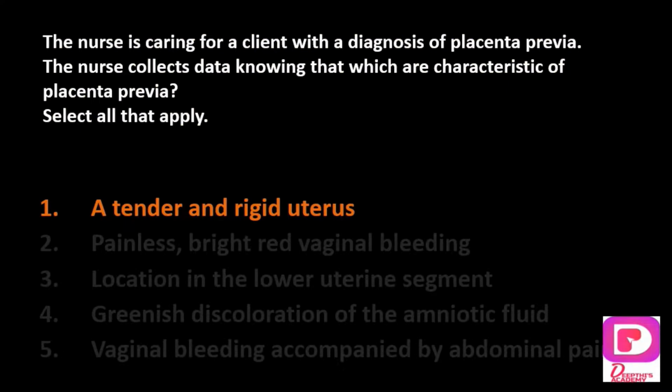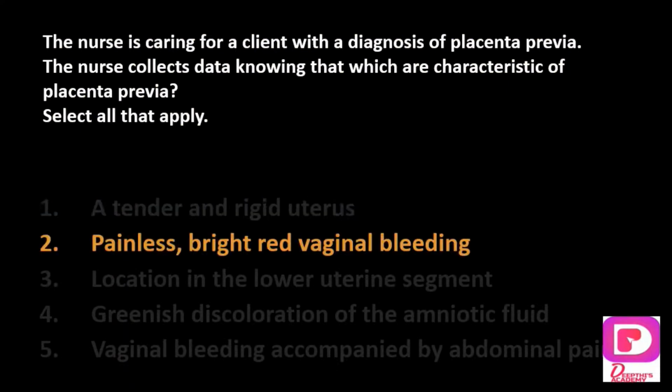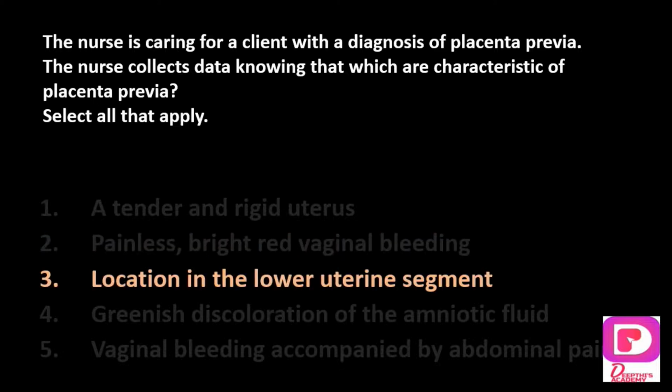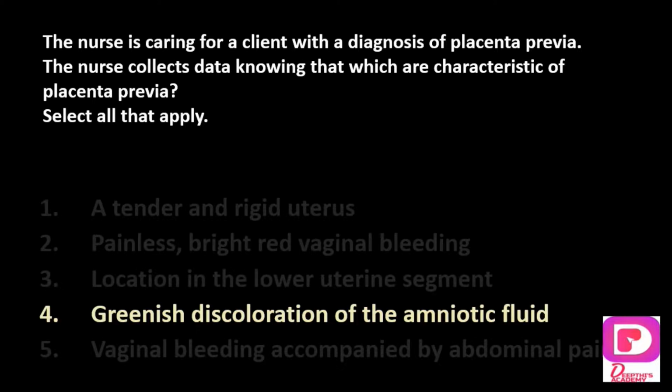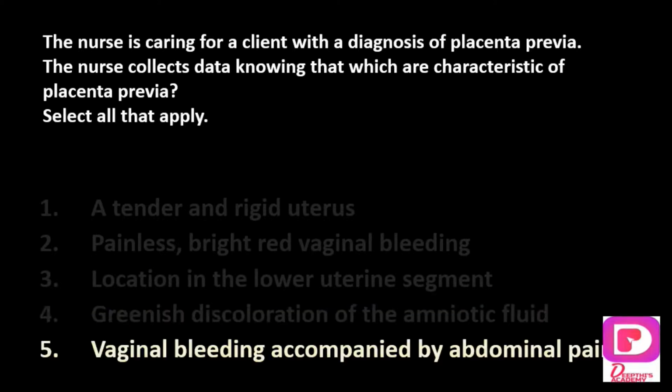A tender and rigid uterus. Second, painless bright red vaginal bleeding. Third option, location in the lower uterine segment. 4th one, greenish discoloration of the amniotic fluid. And the last option is vaginal bleeding accompanied by abdominal pain.